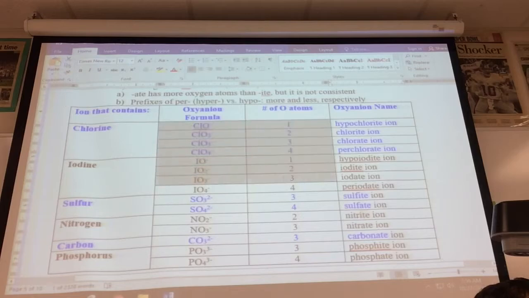Also, with chlorine and iodine, you get into a situation where it actually has the ability to form 4 oxyanions. And so again, the ite form here has 2 O's. The ate form will always have one more than the ite, so 3 O's. But this has the ability to form 2 additional oxyanions. What does the prefix hypo mean?